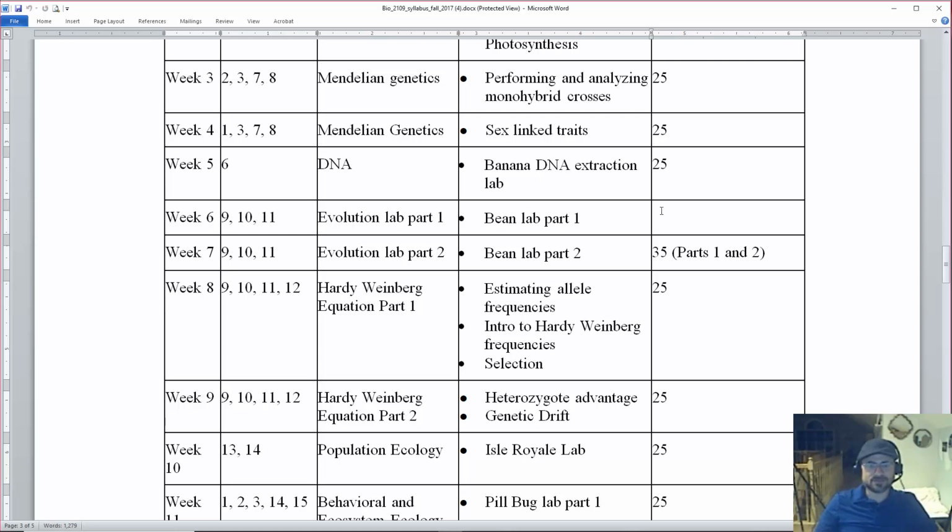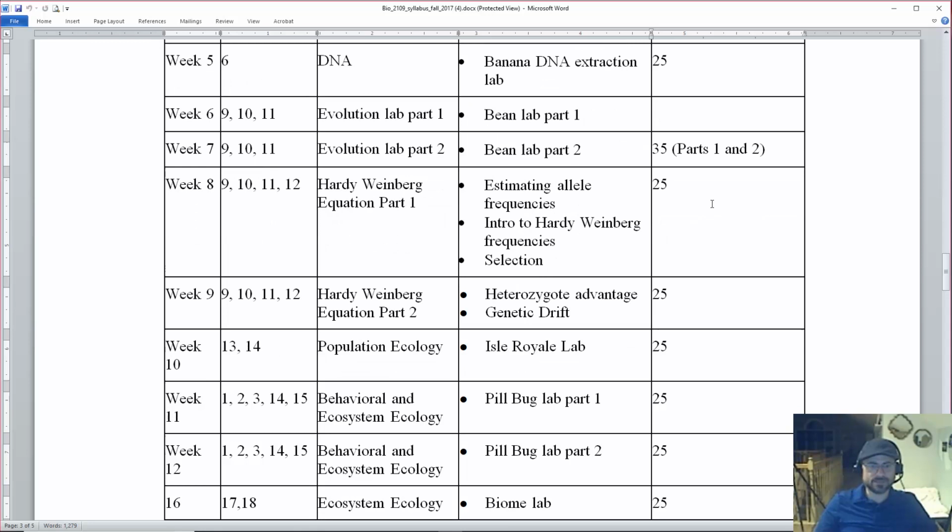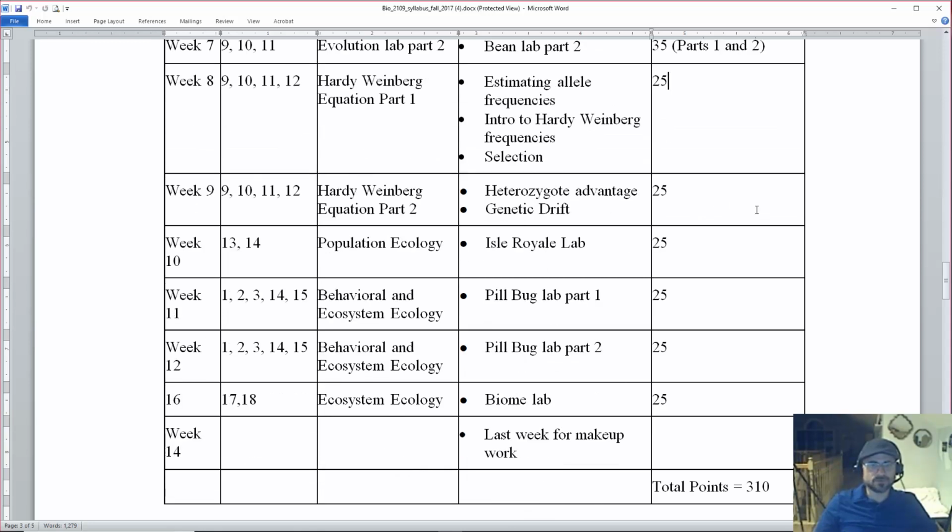That is going to have to do with pinto beans. We're going to look at distributions of pinto beans in terms of length and spots and stuff like that. So that's pretty easy. We're going to do some Hardy-Weinberg equations. That's going to take us a couple weeks to do. 2 weeks. Yeah, that's still the same thing. 2 weeks of Hardy-Weinberg stuff.